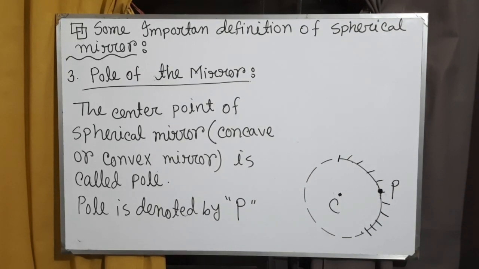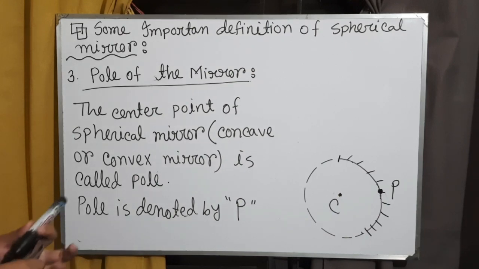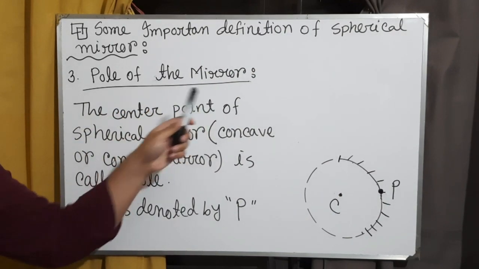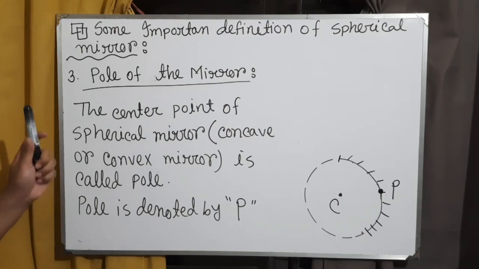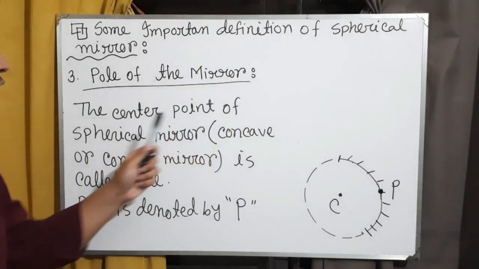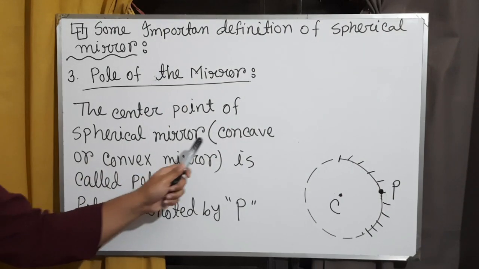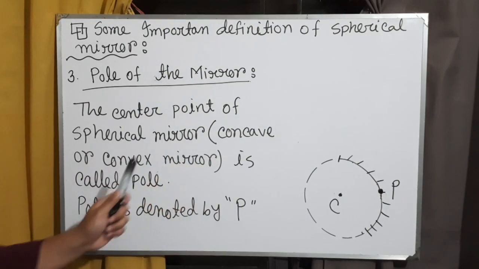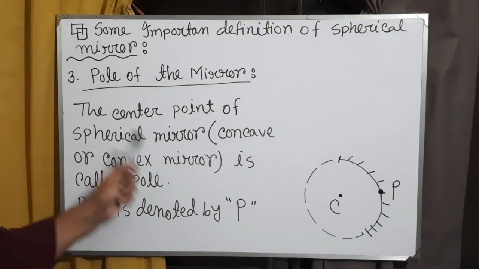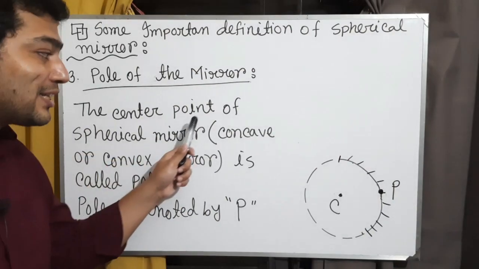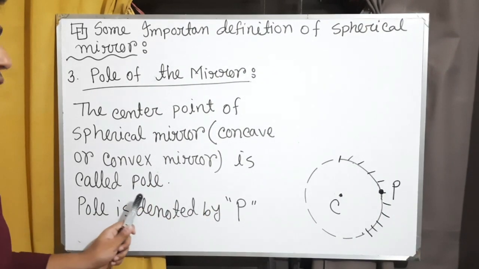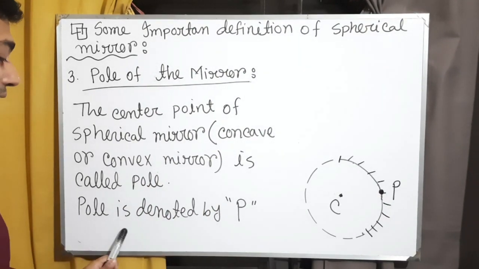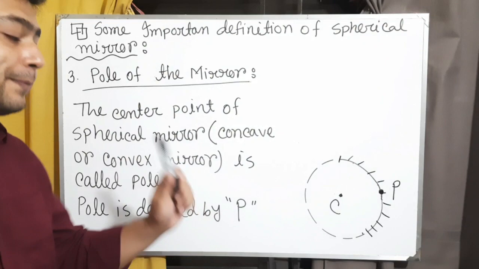Now our next definition is the pole of the mirror. Here the definition is: the center point of a spherical mirror, which can be a concave mirror or a convex mirror, is called the pole. The pole is denoted by P.